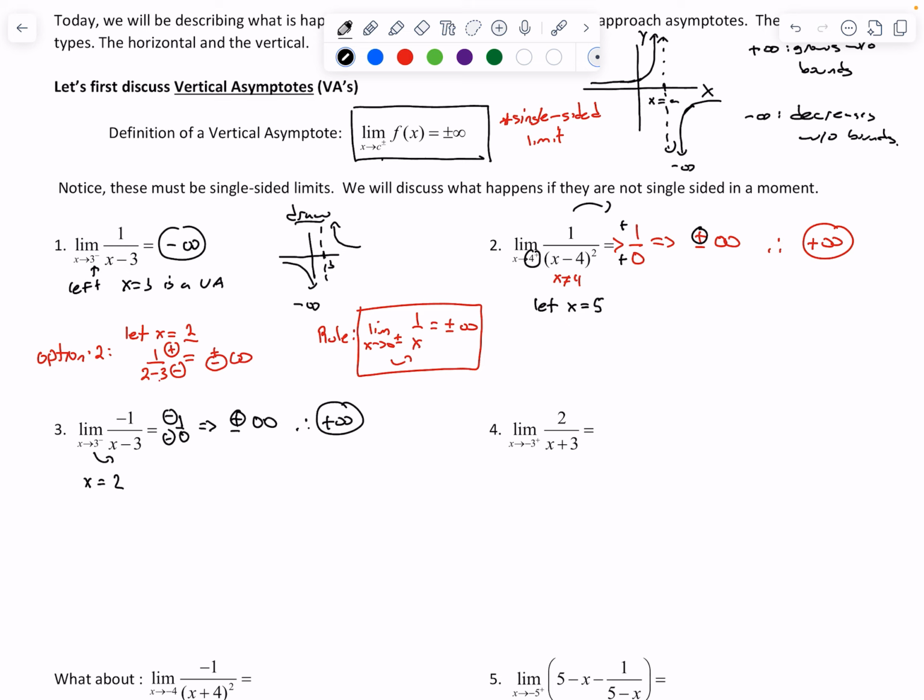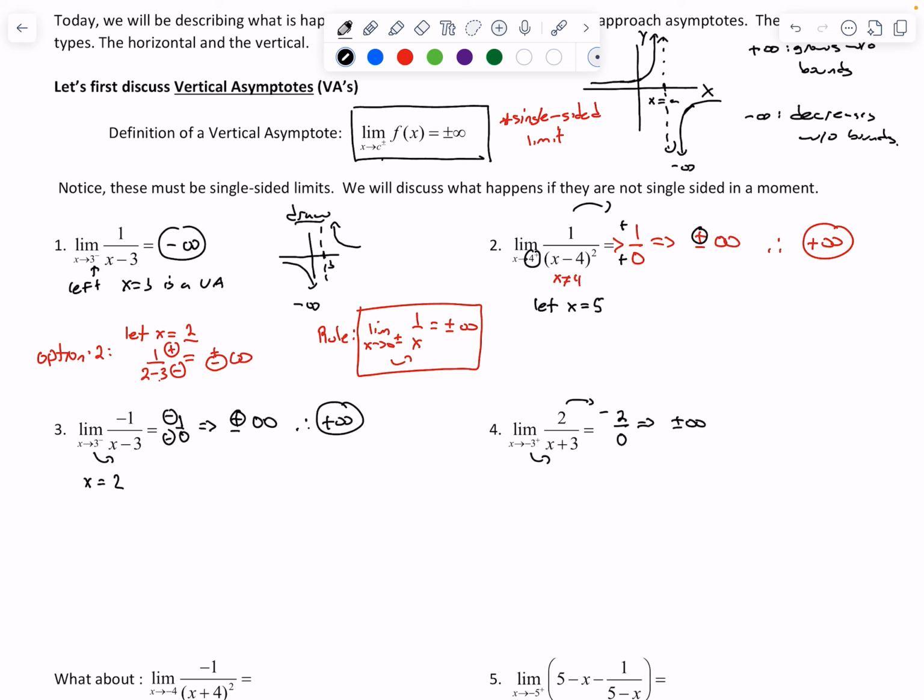All right, try number 4 real quick. So pause the video, of course. We're approaching negative 3. Again, if I plug in negative 3, I get 2 over 0. I can't have division by 0. Now, be careful. This is not what we did on Thursday because we don't get 0 over 0. That's our indeterminate form. 2 over 0, that tells me this is going to become either plus or minus infinity right there. I just need to know which one.